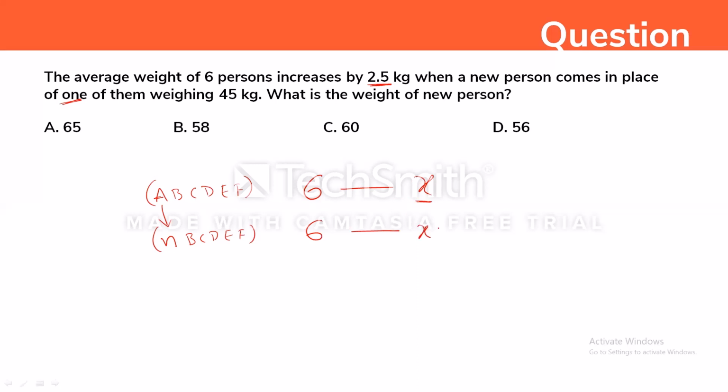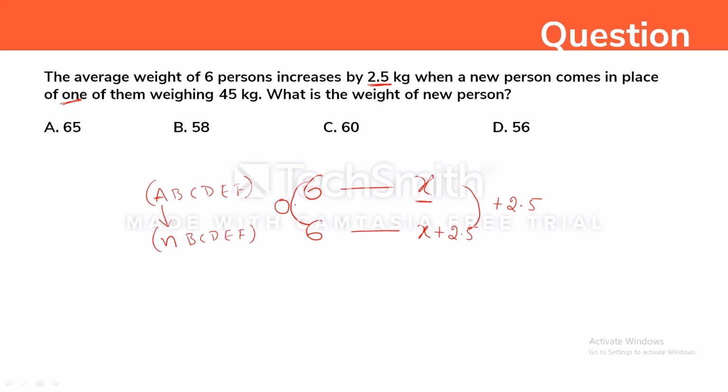Now what will be the average? X plus 2.5. Can I say X plus 2.5? Because from the previous to here, the average is getting increased by 2.5 kgs, so we need to take plus. Now if you consider the left hand side difference, can you tell me the difference here? 6 and 6, what's the difference? 0. Always remember, when a person is added or removed, the count will change and the difference will change.